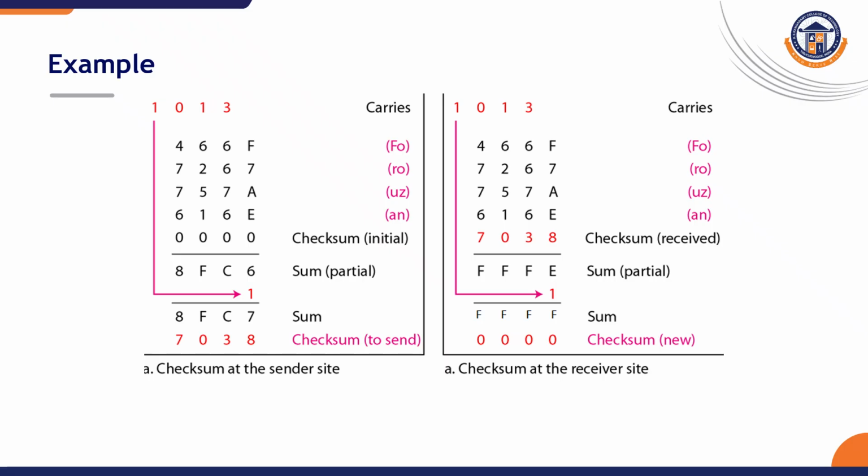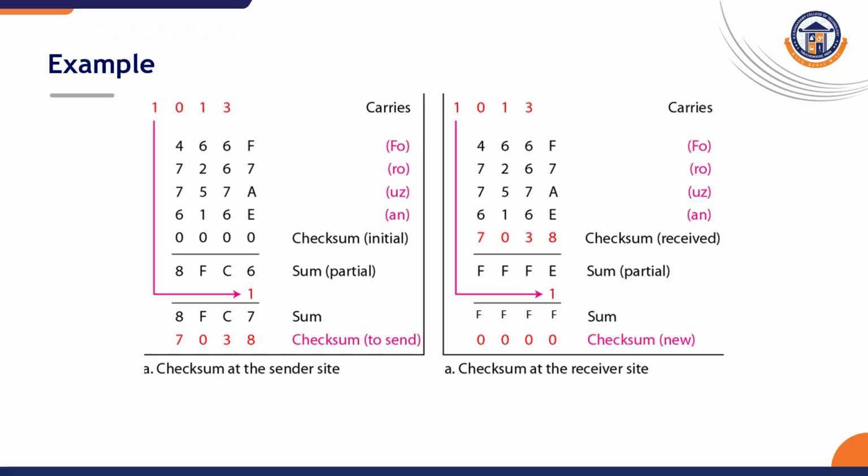Instead of the initial checksum 0000, now the new checksum is 7038, so we perform the addition operation in each column, and the leftmost bit 1 will be wrapped around. We get the sum as FFFF, and by performing the one's complement operation, we get the new checksum as 0000. If the new checksum is 0, the receiver identifies there is no error during transmission.